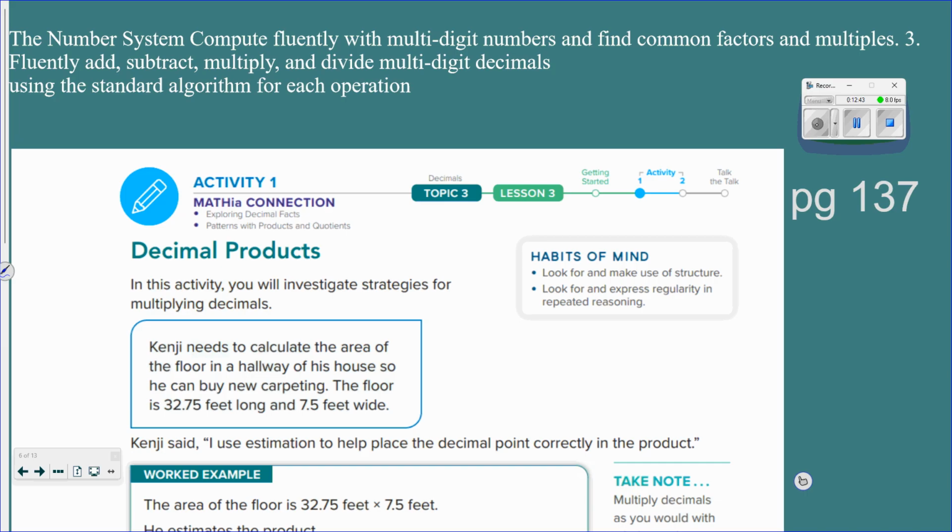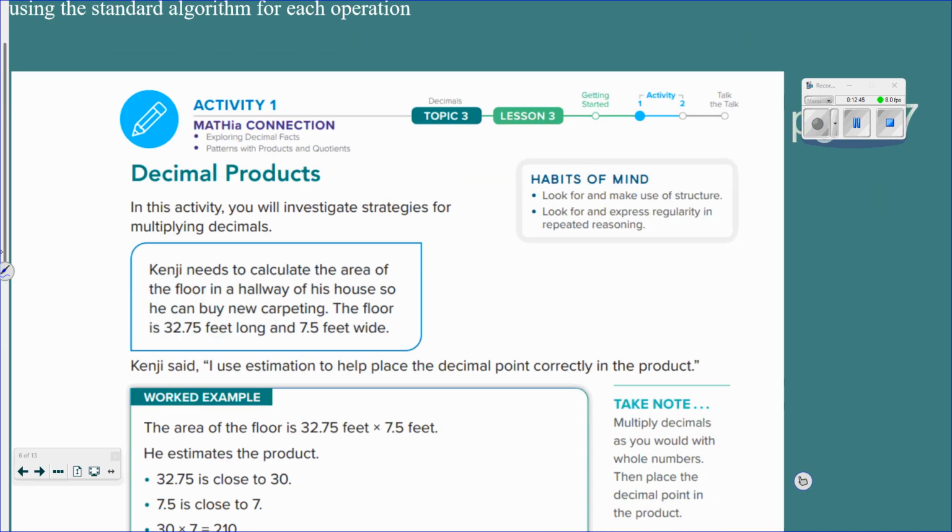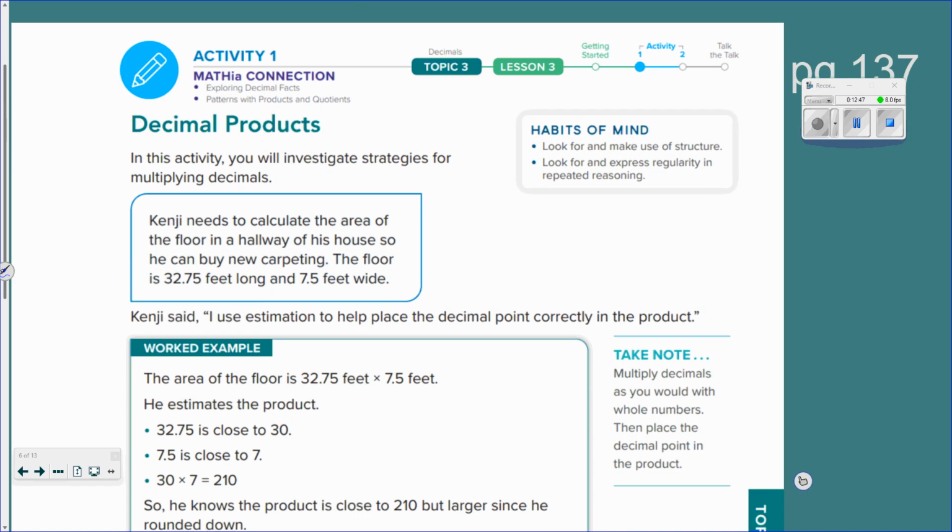Okay, we're on 137. We're going to investigate strategies for multiplying decimals. Kenji needs to calculate the area of the floor in the hallway of his house so he can buy new carpeting. It's 32.75 feet long, 7.5 feet wide. He says, I can use estimation to help place the decimal point correctly in the product.